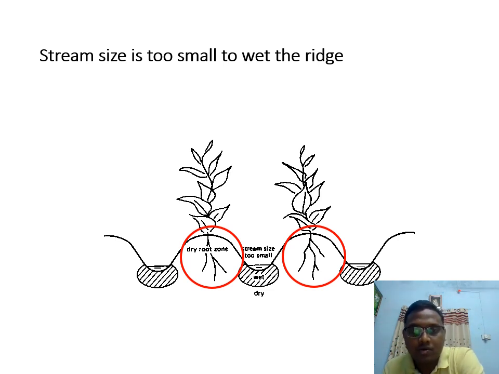So the size of the stream is important for the wetting pattern. It has to be sufficient to provide sufficient moisture in the root zone ridges. There has to be sufficient water so that it infiltrates down and moves laterally, and gets absorbed in the ridges.